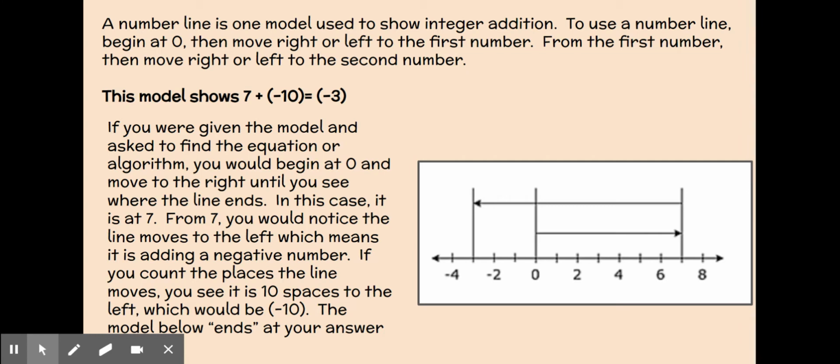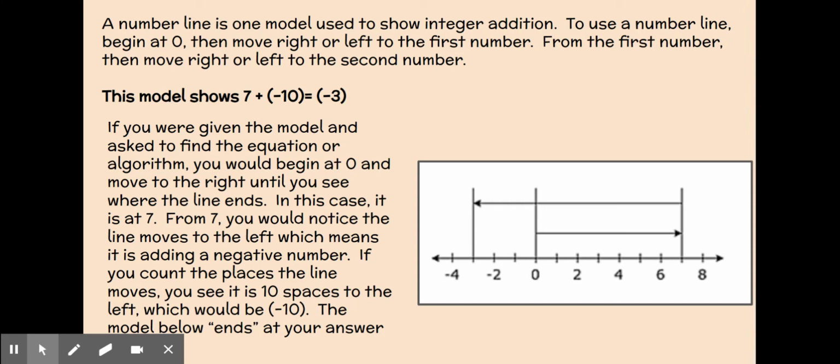As you can see, we start at 0 and move to the right until you see where the line ends at 7, and that would be positive 7. From there, you would notice that the line moves to the left, which means you're adding a negative number. If you count the number of places the line moves, you see it's 10 spaces to the left, which would be negative 10. So the model ends at your answer of negative 3.